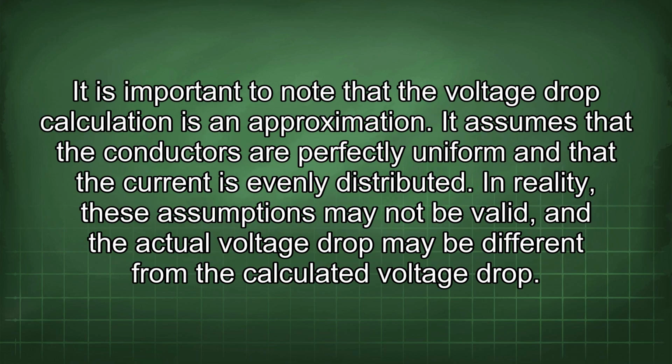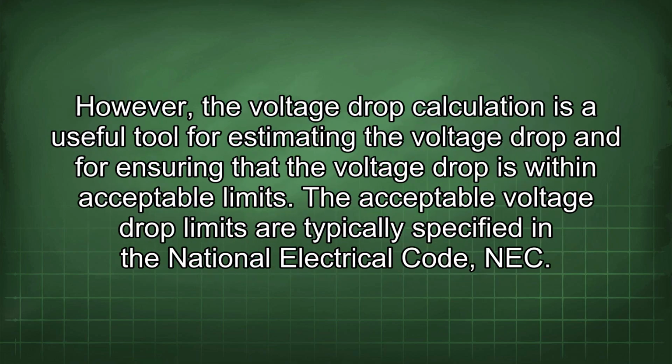It is important to note that the voltage drop calculation is an approximation. It assumes that the conductors are perfectly uniform and that the current is evenly distributed. In reality, these assumptions may not be valid, and the actual voltage drop may be different from the calculated voltage drop. However, the voltage drop calculation is a useful tool for estimating the voltage drop and for ensuring that the voltage drop is within acceptable limits.